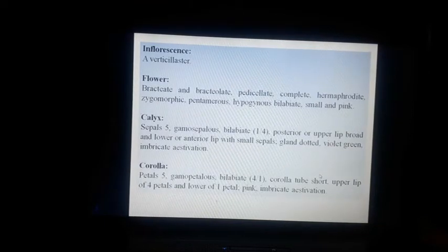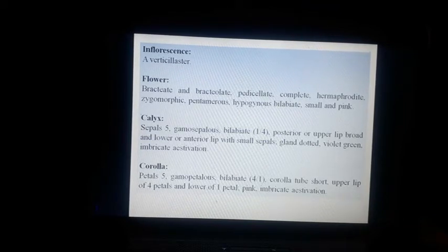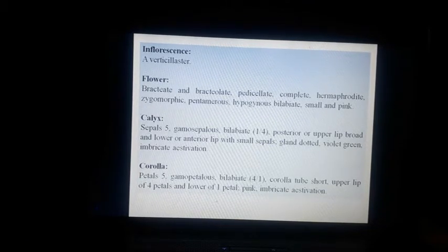So all these diagrams show the information about the flowering twig, which shows the opposite decussate leaves. This is the inflorescence. This is the TS of the ovary. Here is the VS of the verticillaster inflorescence. This is the floral diagram, which we will discuss further. Inflorescence is verticillaster, flower is bracteate and bracteolate, means both bract and bracteole are present at the base of the flower. Pedicellate means the flower has a pedicel, a stalk. Complete means all the floral parts, including sepals, petals, androecium and gynoecium, are present.